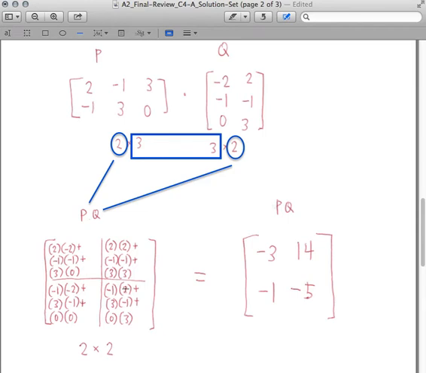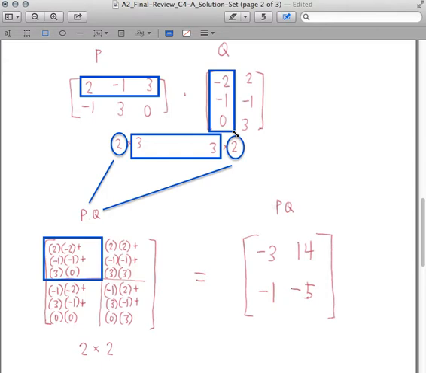Now, after you have your 2 by 2 matrix set up, or whatever the dimensions are of your product matrix, the process of finding the value of each of these entries is by adding the products of each entry in a specific pattern. Let's take a look at this address right here of our 2 by 2 matrix. This address is row 1, column 1. I am going to multiply row 1 of matrix P by column 1 of matrix Q.